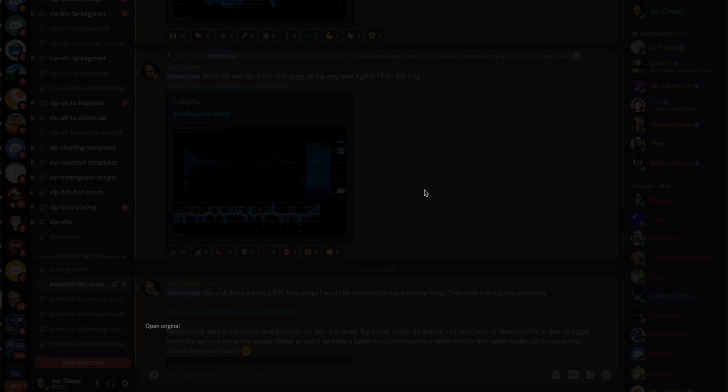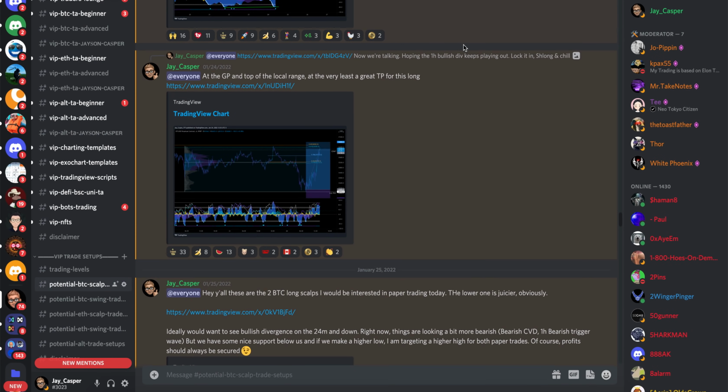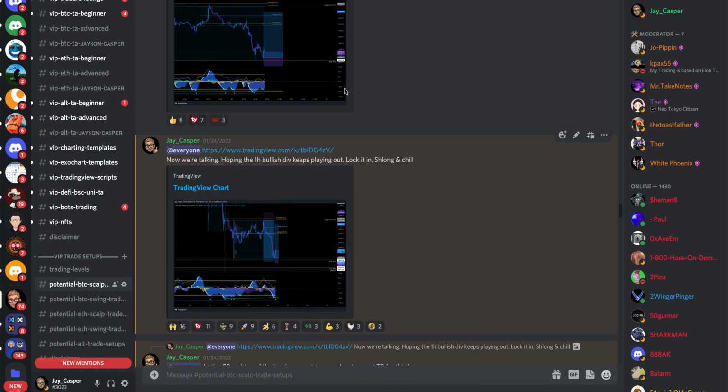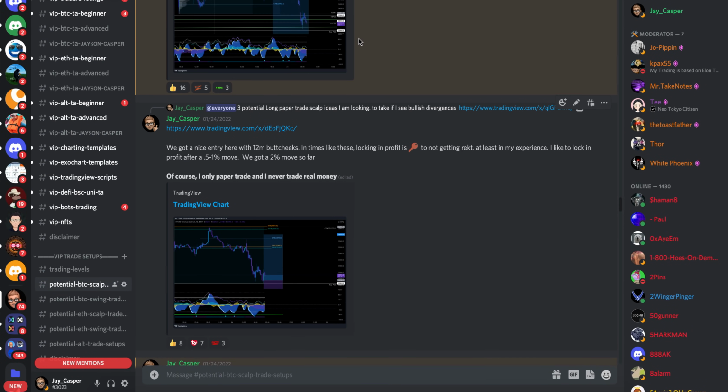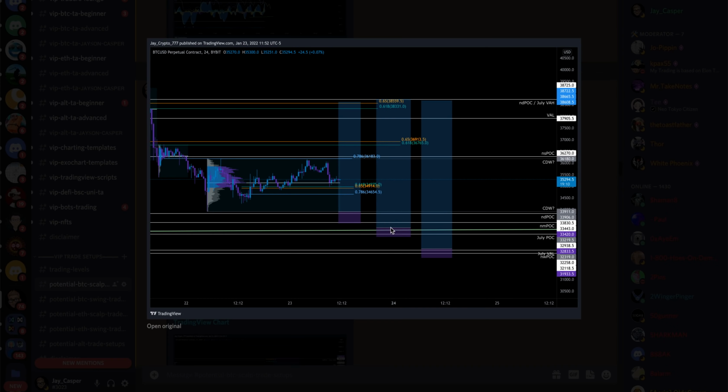This is the trade that we took right here. Extremely juicy. All right, here's the original setup. Where's the original setup? Right here. I was originally looking for price to come down to that exact level. These were the 3 long trades I was looking to take. So I had my level.